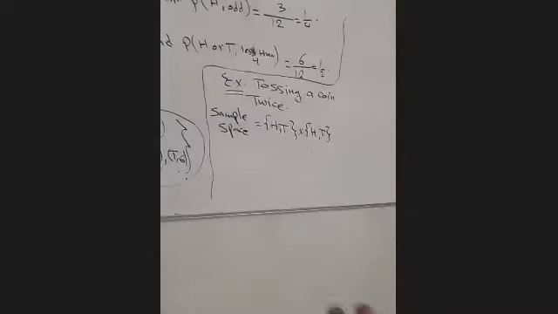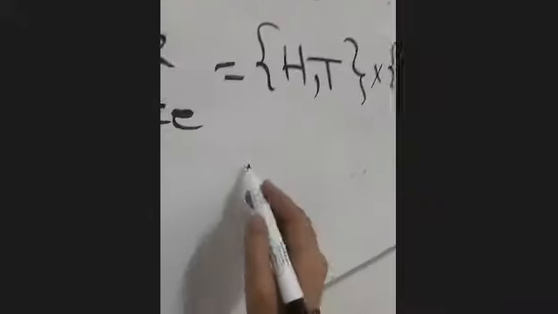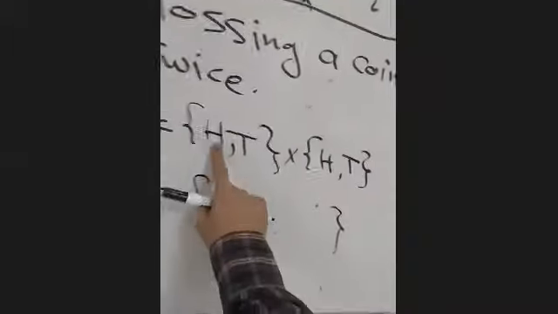Each time you toss the coin, you either have head or what? Tail. Or tails. But now let's find the sample space. Not yet, I'm preparing it. This is equal to head with head together.